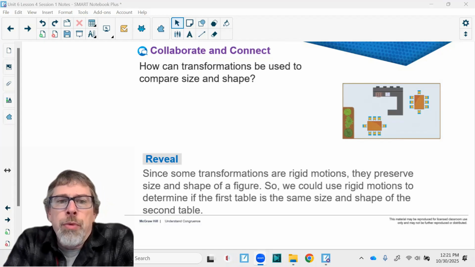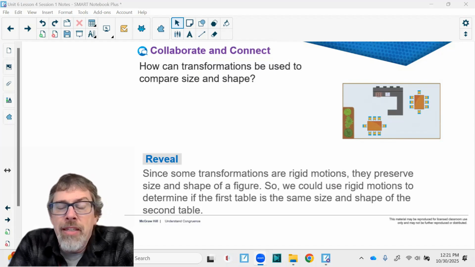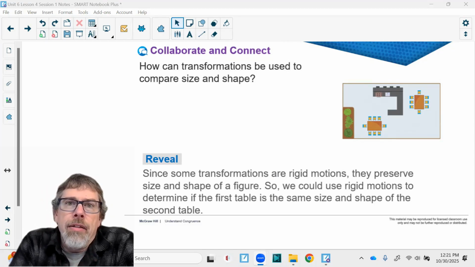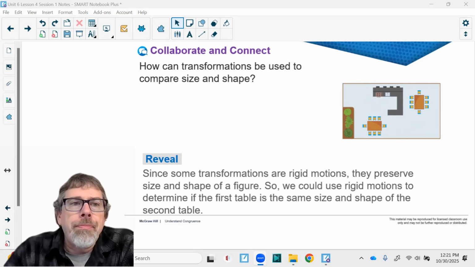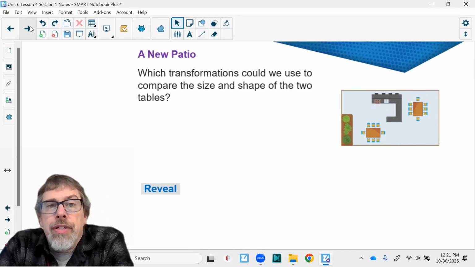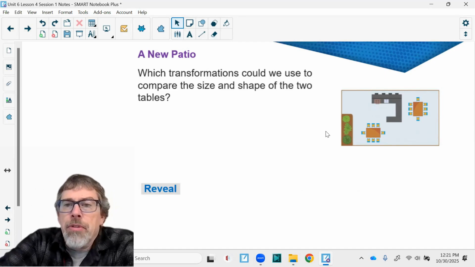Okay, so a better wording would be, since some transformations are rigid motions, they preserve size and shape of a figure. So we could use rigid motions to determine if the first table is the same size and shape as the second table. And those rigid motions are translations, rotations, and reflections. Okay, and I just answered that, didn't I? Which transformations could we use to compare the size and shape of the two tables? Well, like I just said, rotations, translations, and reflections.